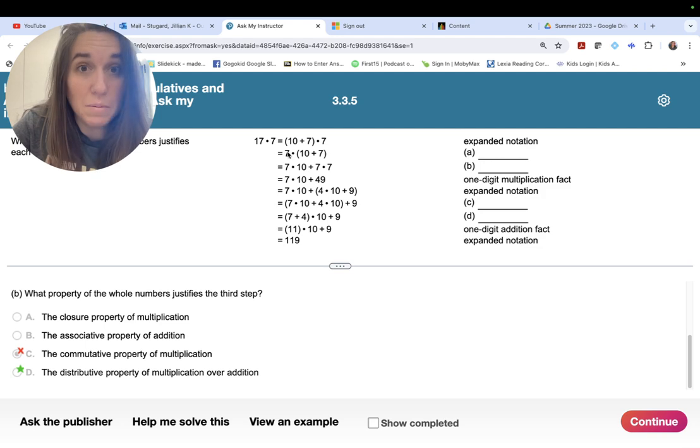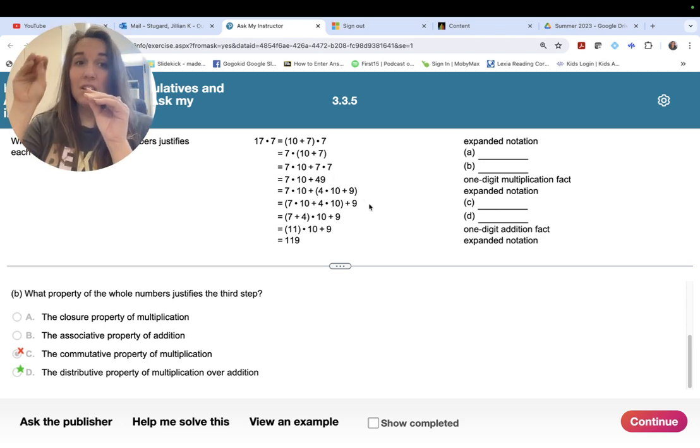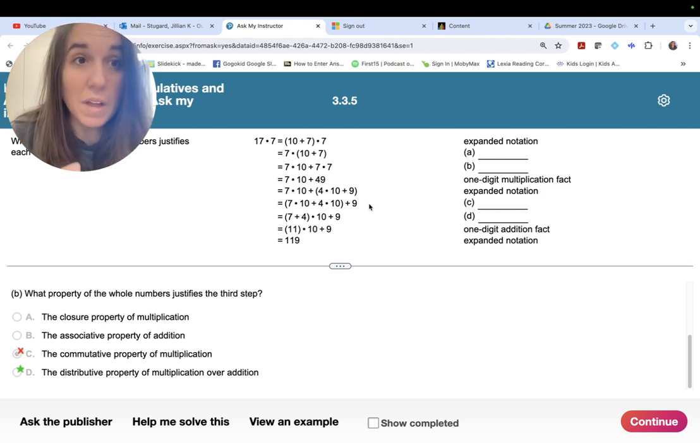So that means that in the second step where it says 7 times 10 plus 7, we've taken that first factor of 7 and we've distributed it through the parentheses. So we did 7 times 10, which you see right here, plus 7 times 7, which you see right here. And so that has a name. It's called the distributive property. We're distributing that 7 to each of the numbers in those parentheses. So that's what distribution is.